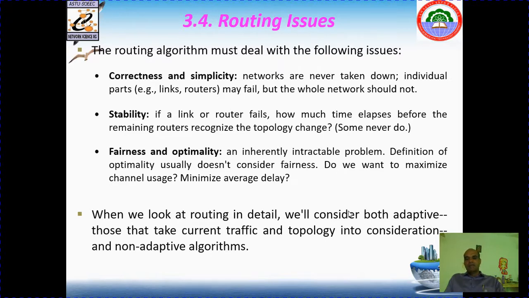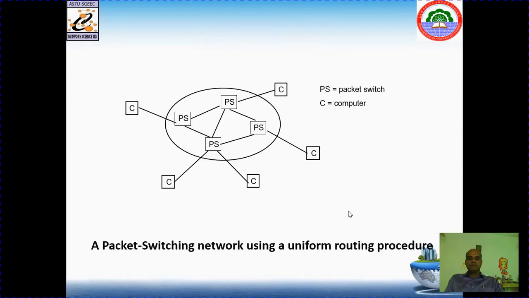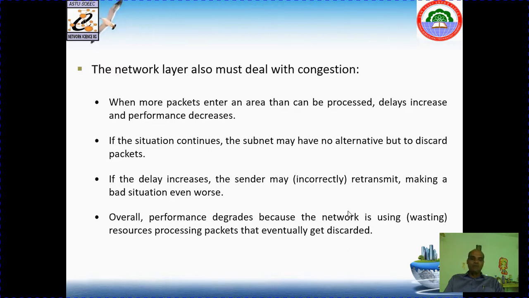Stability is about the same. If any link fails, how much time elapses before the remaining routers recognize the topology change? If any link has failed, the other nodes have to know this so that they can search for other routes. Then fairness and optimality: you can have exact transmission as well as optimal transmission. As we know, we have two types of networks: packet switching and circuit switching. The packet switching network uses a common procedure to transmit data from sender to receiver, and it also deals with congestion.